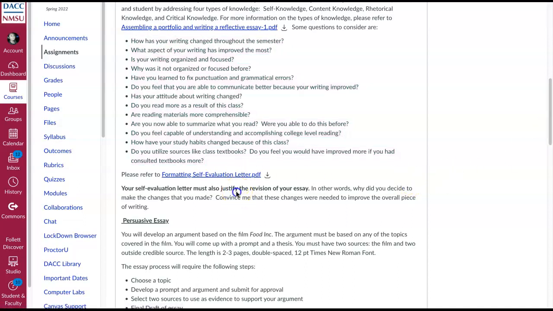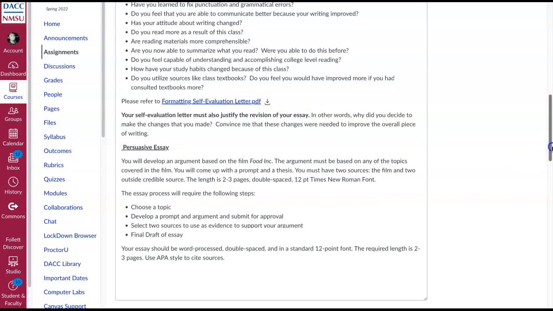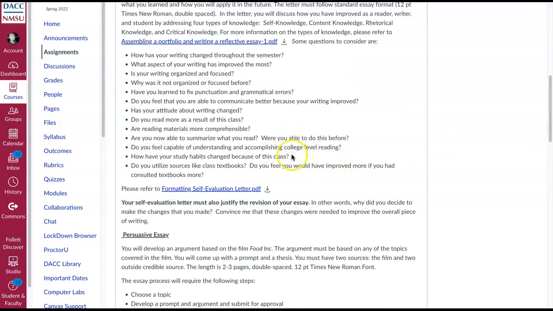I also have a handout where I tell you how to format the self-evaluation letter. So please make sure that you refer to this. That way you know how to format the letter. And you also want to go ahead and include in your letter why you made the changes you made. So the revision of the essay should be discussed in your letter.